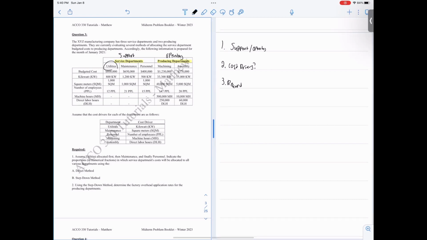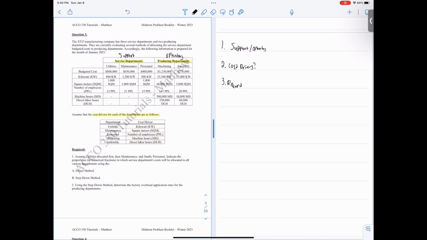Okay, so we don't know how utilities allocates cost. We don't know how maintenance allocates cost. We don't know how personnel allocates cost. So we have to keep reading. Now look here. Assume that the cost drivers for each department are as follows. So they tell you utilities allocates based on kilowatts, maintenance allocates based on square feet, personnel number of employees, machining, machine hours, assembly, direct labor hours. So we know each division allocates cost.